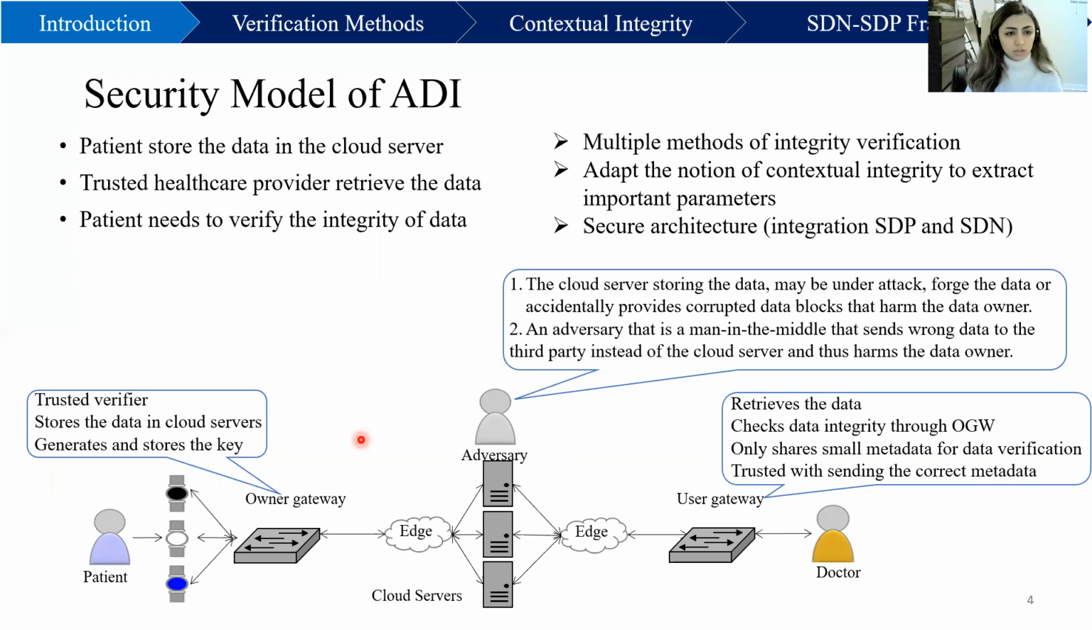We said that the patient stores the data in the cloud server and the trusted healthcare provider retrieves the data, and the patient needs to verify the integrity of the data. The patient has a gateway. For example, it can be the patient's cell phone, and it stores the data in the cloud server and generates and stores the keys that are used for security purposes, encryptions and hashes and other security mechanisms.